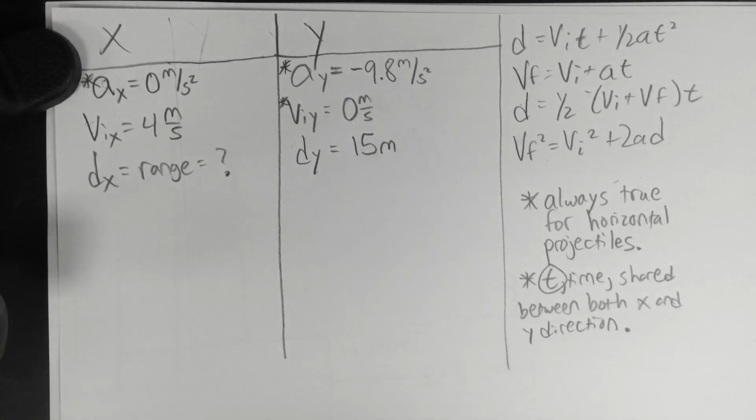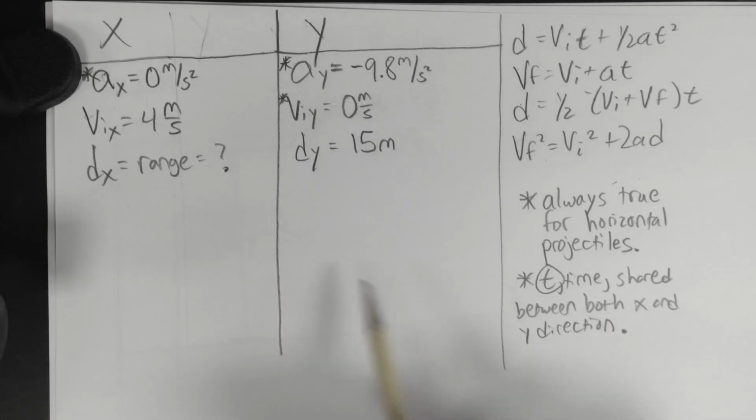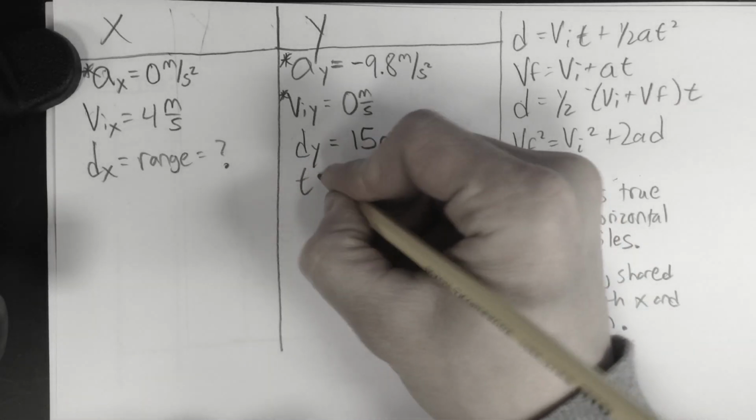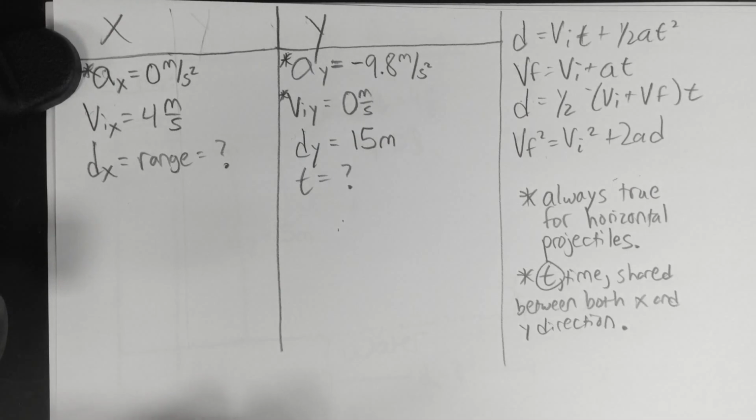So to solve for ranges, we're first going to treat the y direction like a dropped object, and solve for t in that direction. So let's put a question mark right there in the y direction: solve for t.